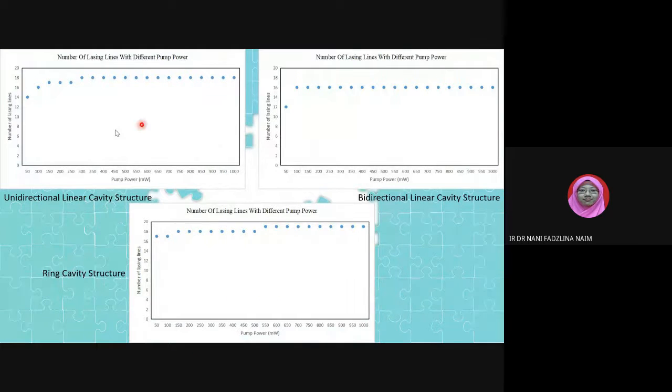This is the number of lasing lines versus the pump power, for unidirectional, bidirectional, and also ring cavity structure. We can see here, the higher the pump power, the higher the number of lasing lines. At a certain point, it will saturate or become stable. The most optimum pump power for this case, we have chosen to be 1000 milliwatt. From here, we can get the number of lasing lines.